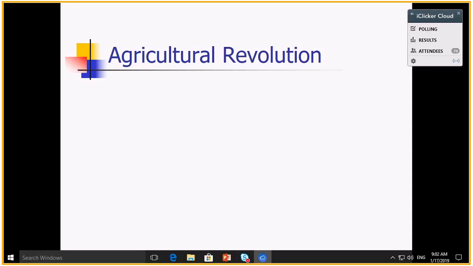This will bring us then to the topic of the agricultural revolution. Now at this point, since we're not doing quizzes, your smart device should be upside down in your lap, because any other way will prevent you from taking notes.